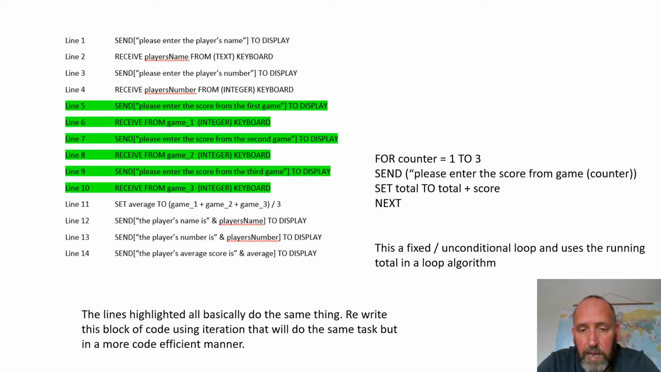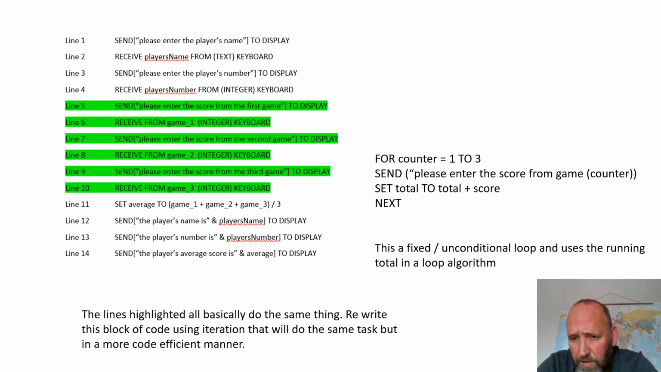So, it repeatedly asks you to put in a score. We know how many times it's going to repeat because there's 3 scores, so we're going to use a for loop, a fixed loop, not a conditional loop. For counter is 1 to 3 because there's 3 games. Then please enter the score for game and counter.